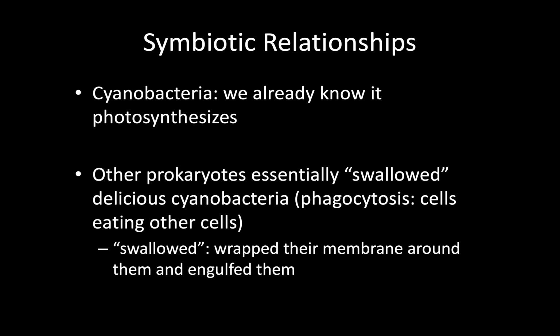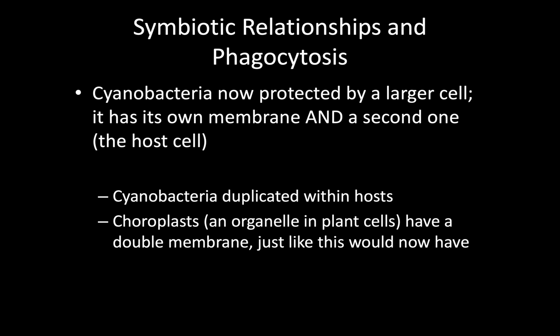So they wrap their membrane around them and engulf them. And when they do that, the prokaryotic cell that was just engulfed isn't really harmed. It's just now within another cell. So what does this have to do with symbiosis? Well, the cyanobacteria that was just engulfed is now protected by a larger cell. It has its own membrane and now a second membrane to protect it even more.